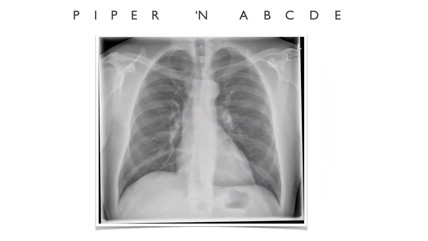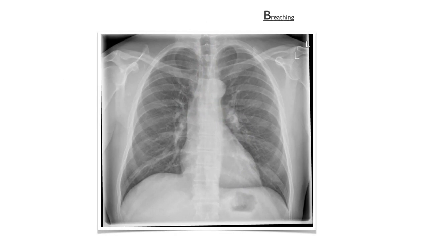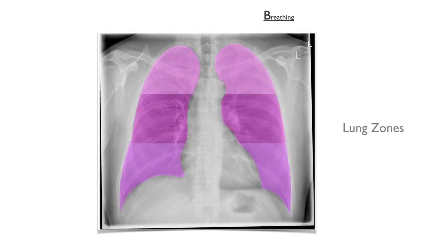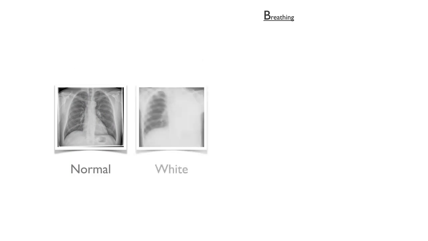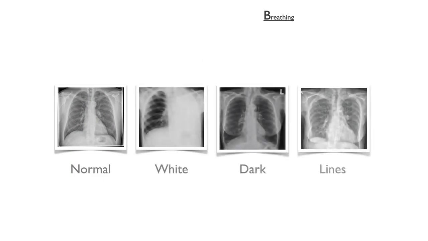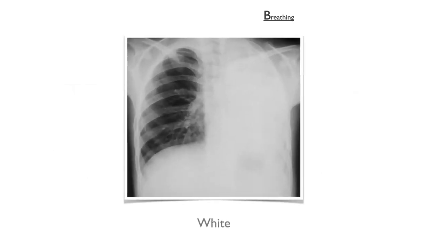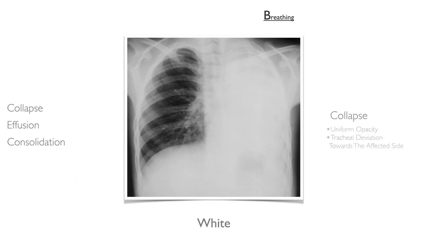Having reviewed the airway, the next step is to look at breathing. Quickly scan all 6 lung zones and consider whether they appear normal, too white, too dark, or have too many lines. Let's now review the causes of the white lung. Common causes of the white lung include collapse, effusion, and consolidation.